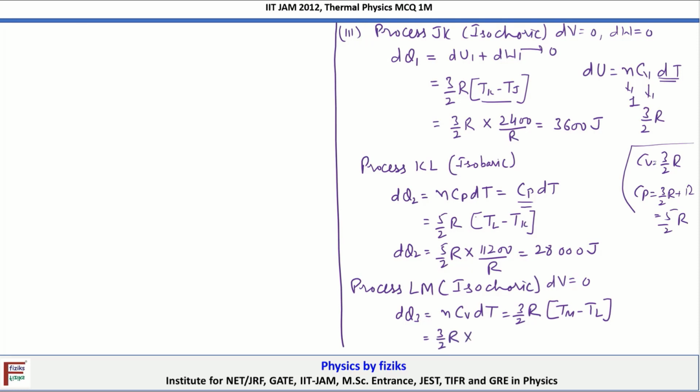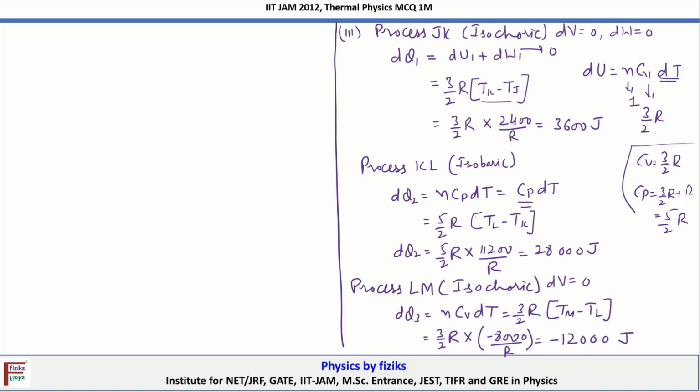So this is equal to 3 by 2 R multiplied by the difference, which is minus 8,000 divided by R, and dQ3 is negative, that means during this step heat is rejected. After doing the multiplication, this is minus 12,000 joule.